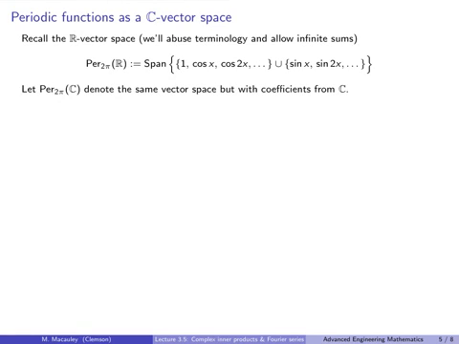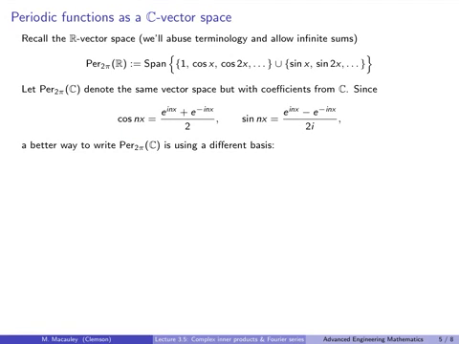Now, this basis of cosines and sines is perfectly fine, but we have another way we can write things. Recall from the very first slide that we can write cosine of nx as e to the inx plus e to the minus inx over 2, and sine of nx as e to the inx minus e to the minus inx over 2i. So because of this, instead of using sines and cosines, there's a better way to write these functions using a different basis, namely this basis. Consider the span of all of the complex exponentials. And as before, I'm going to cheat a little bit and allow infinite sums because we can get away with that.